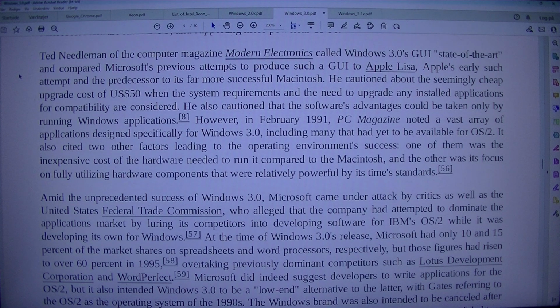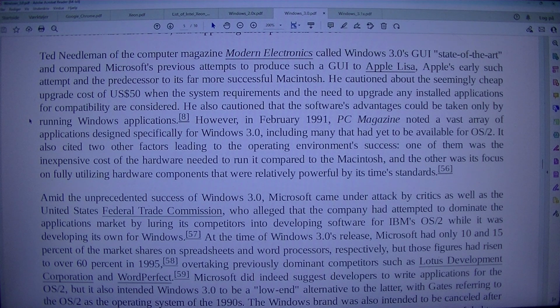He cautioned about the seemingly cheap upgrade cost of $50 when the system requirements and the need to upgrade any installed applications for compatibility are considered. He also cautioned that the software's advantages could be taken only by running Windows applications.